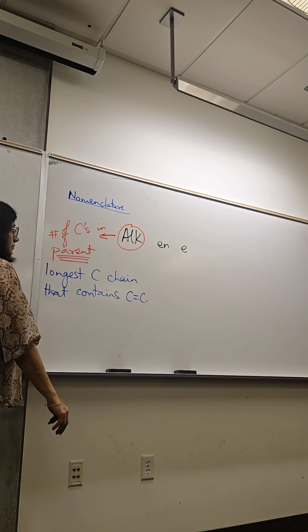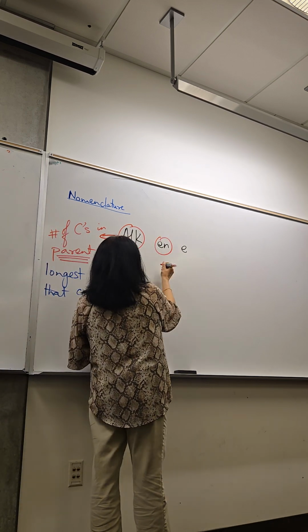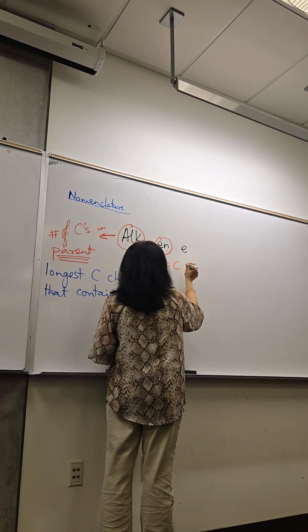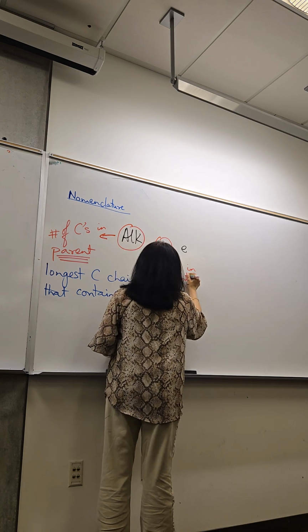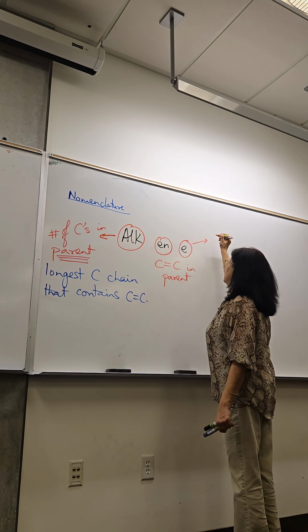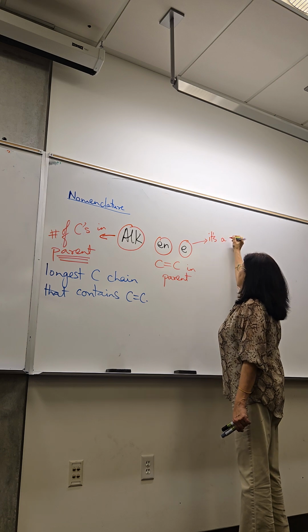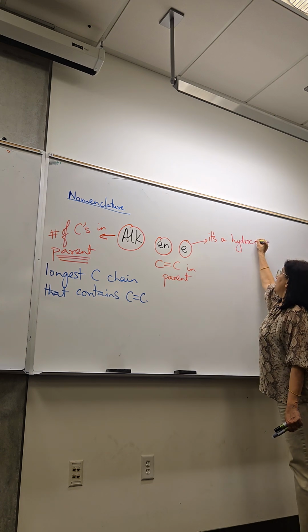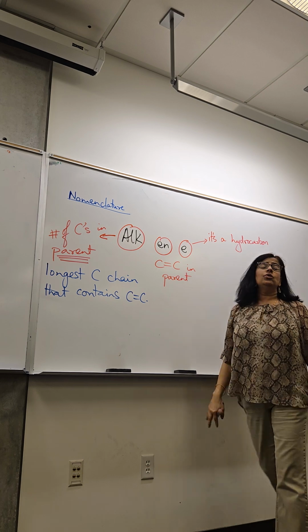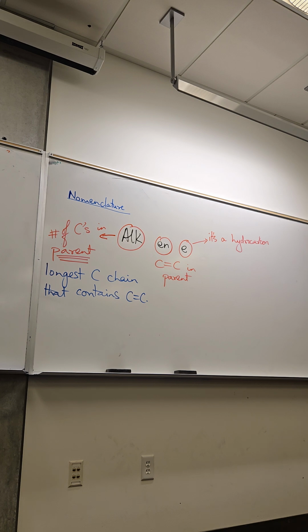Absolutely. What does the en tell us? This tells us that there is a carbon-carbon double bond in the parent. And what does the e at the end tell us? It's a hydrocarbon. No heteroatoms, no oxygens, no nitrogens, no nothing. It's a hydrocarbon. That's what the e at the end tells us. We good, everybody?